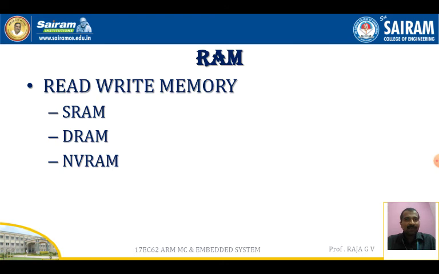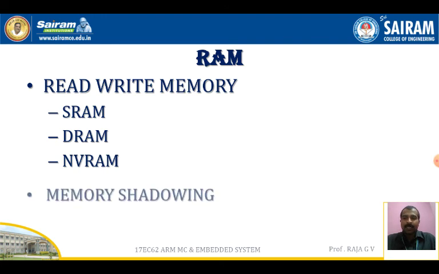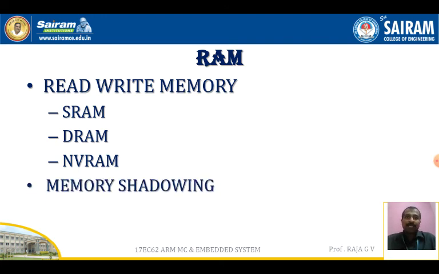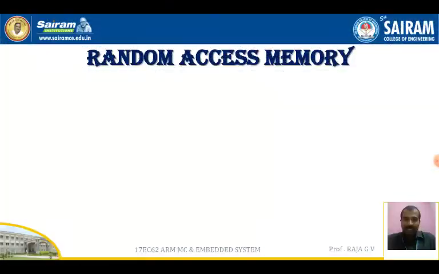RAM itself is volatile in nature. Volatile in nature means whatever information is stored in the memory is temporary only. When the power failure occurs, the data will be erased. That is the volatile nature. If the data is not erased, then it is called non-volatile in nature. So normally read-only memories are non-volatile in nature. Some random access memories such as NVRAM, non-volatile RAM, also called E2PROM, are used to store the data even though the power failure occurs. And lastly we are going to discuss memory shadowing technology, which is mainly used in embedded systems. First we will discuss the types of RAM.